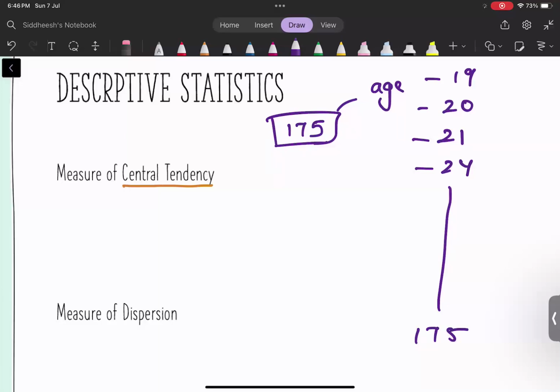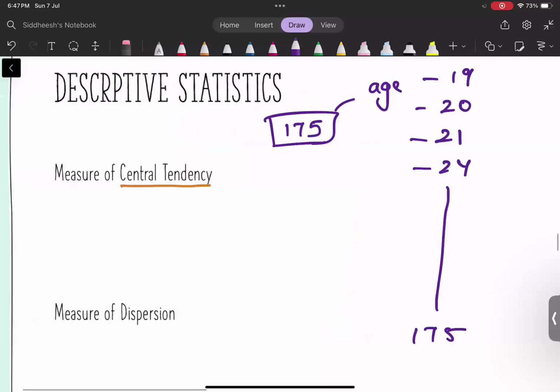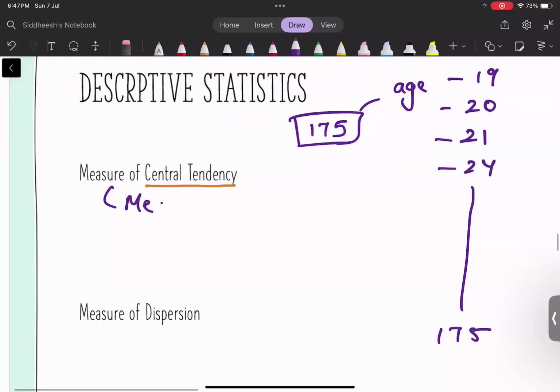Correct. After a few seconds only, I can't even remember the age of a single person. Suppose in this class, if Ramsha told, okay, I am 21 years old, after I ask another individual, I will forget her age. So what I will do, I will try to find a single value that can represent the entire class together. Correct? That is what is known as central tendency. If you can describe the whole set of data by using only one number, that is a central tendency. The most common thing we use is the mean, then we use mode, then we use median.